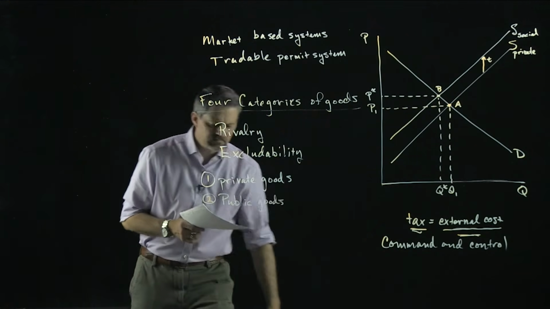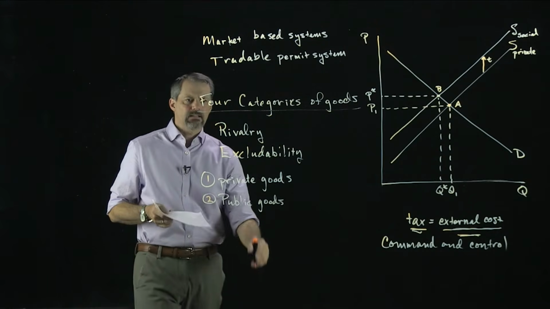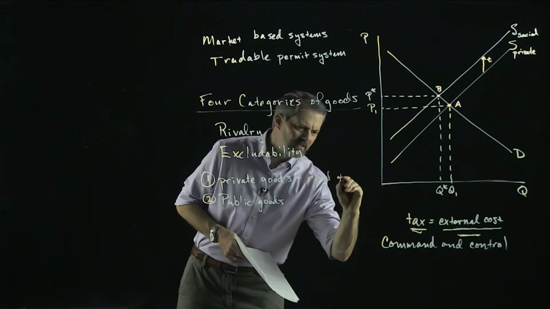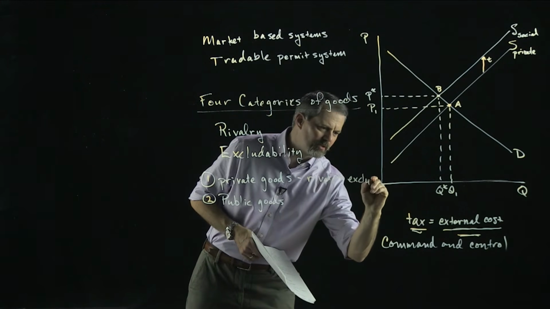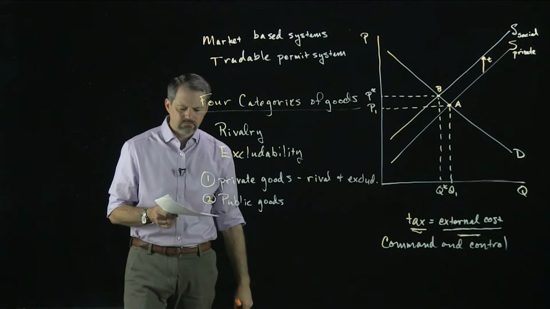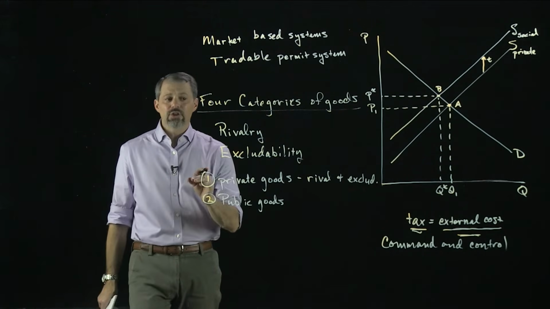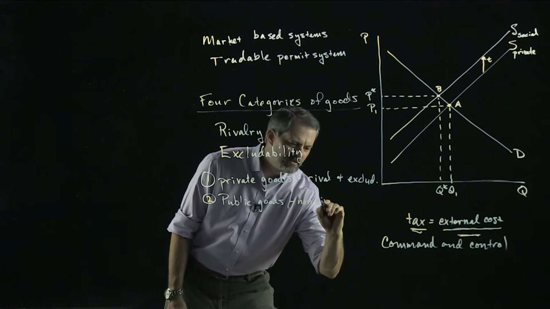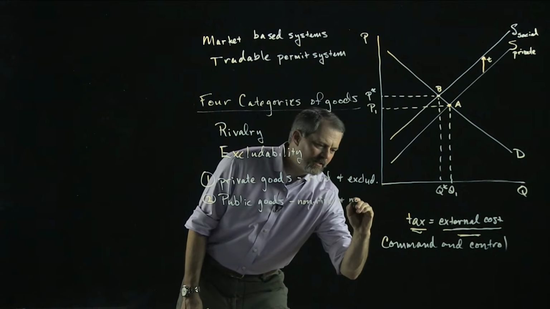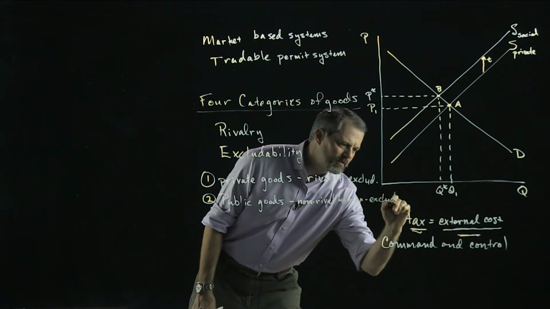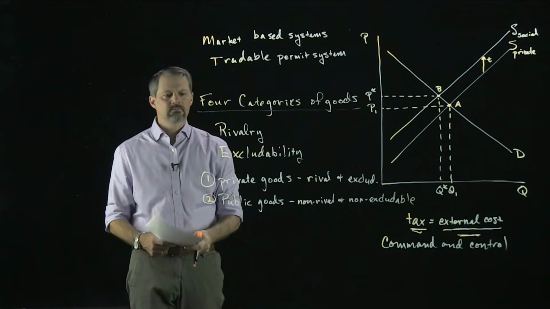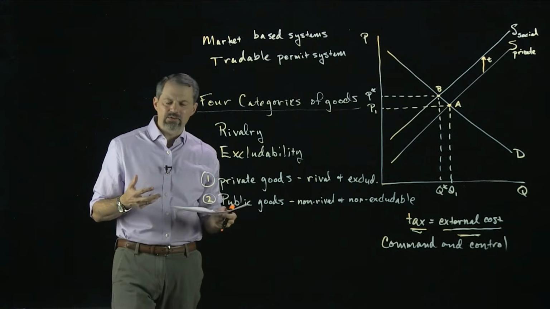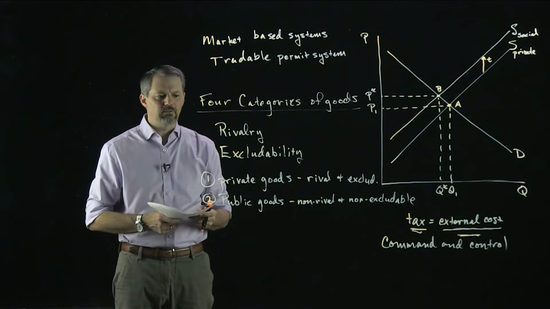Public goods, let's say these are rival and excludable. Rival and excludable. I'll just abbreviate it. Public goods are non-rival and non-excludable. Non-rival and non-excludable. So let's think about some examples. Once you hear some examples, it starts to become obvious what falls into this category.